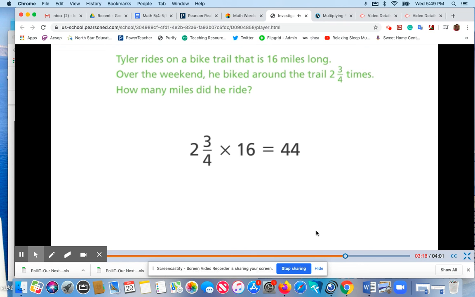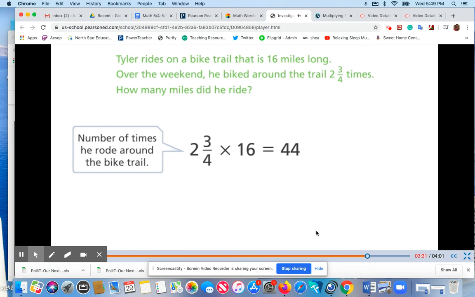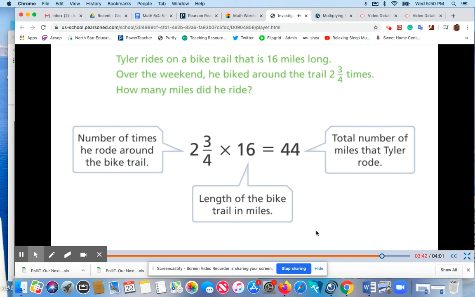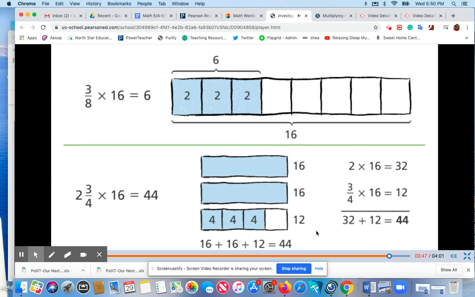An equation that represents this problem is 2 3/4 times 16 equals 44. 2 3/4 represents the number of times Tyler rode around the bike trail this weekend. 16 represents the length of the bike trail in miles. And 44 is the total number of miles that Tyler rode over the weekend. Here are the ways Chandra and I solved problems that involve multiplying a whole number by a fraction or a mixed number.